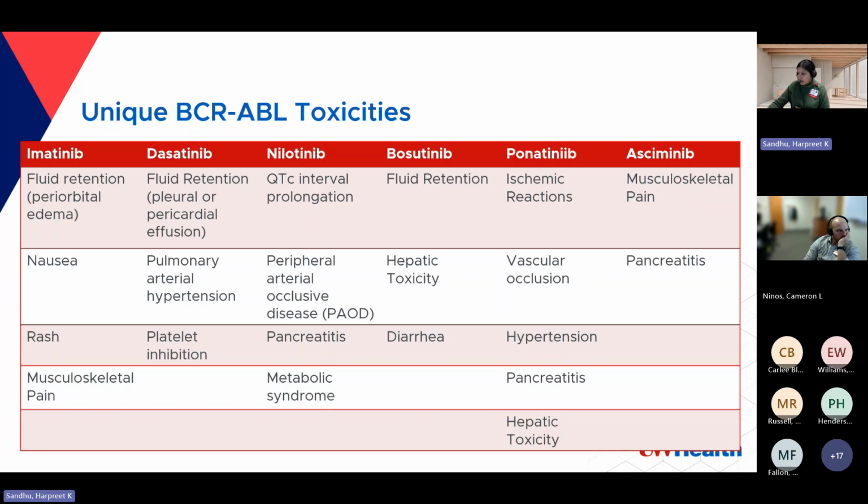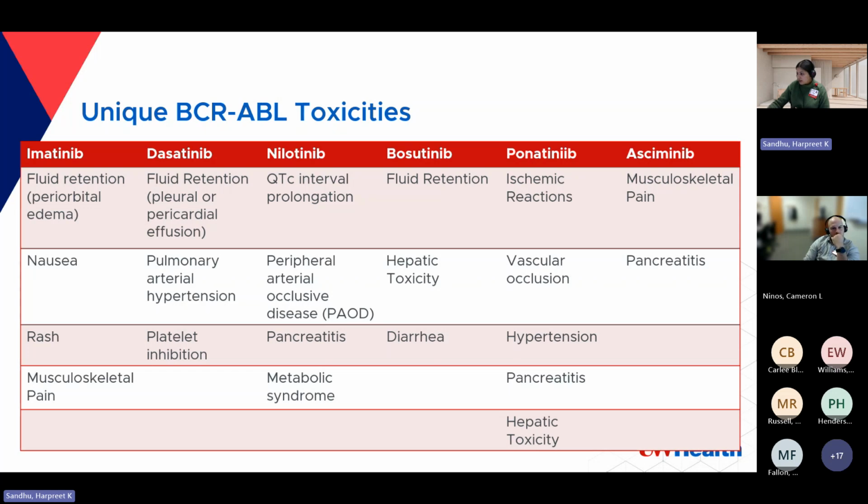different fashions. With imatinib, the fluid retention that we think of is periorbital edema. This one does also tend to cause nausea, and again, that's why it's recommended to be taken with food. And then you'll also see perhaps some rash or musculoskeletal pain. For dasatinib, the fluid retention that we're thinking about comes in the form of pleural or pericardial effusion.